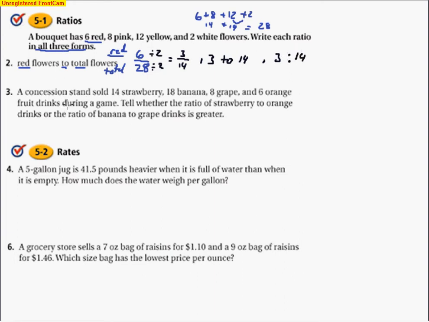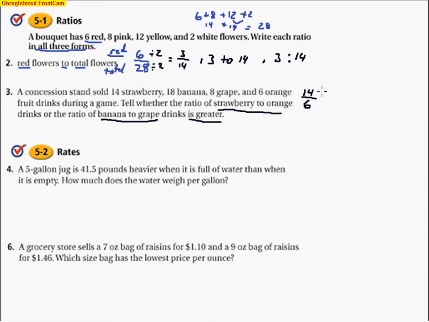Number 3, a concession stand sold 14 strawberry, 18 banana, 8 grape, 6 orange fruit drinks during a game. Tell whether the ratio of strawberry to orange or the ratio of banana to grape is greater. So let's do the strawberry to orange first. Strawberry, go over here to strawberry. There's 14. I like to use the fraction form here. You'll see why in just a moment. Now, 14 is strawberry. Orange is 6. Okay, so we got that one.